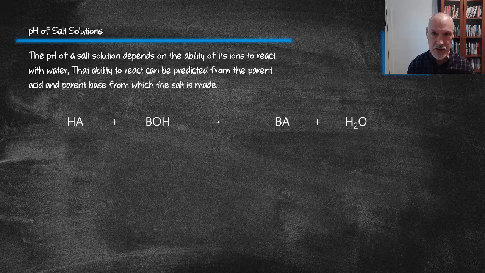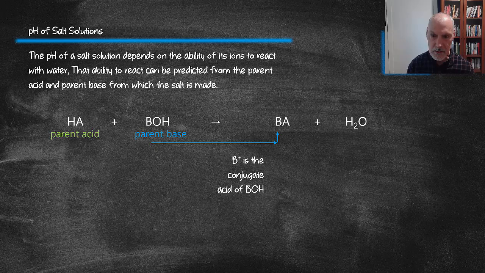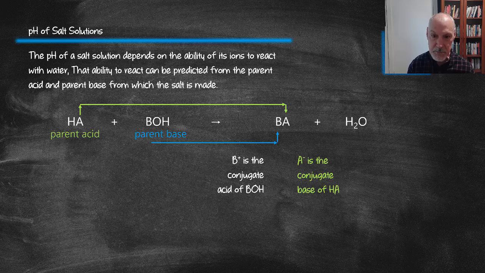So here I have a generic chemical equation, HA representing my acid and BOH representing my base. Those combine together to create water and our ionic salt. It's the properties of this ionic salt that will determine the pH of our solution. B+, the cation, is the conjugate acid of the parent base BOH. The A- ion in this case is the conjugate base of our parent acid HA.